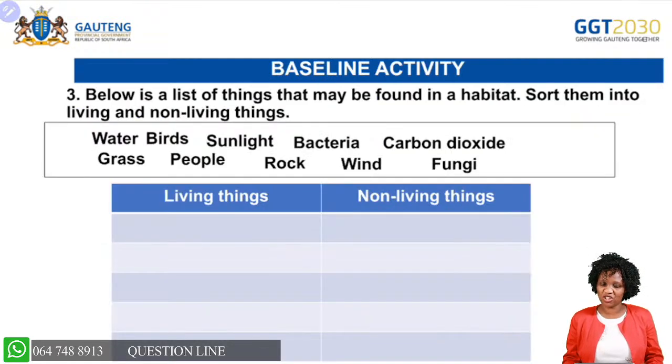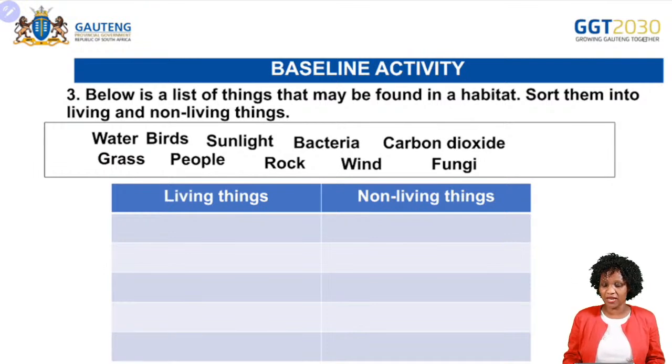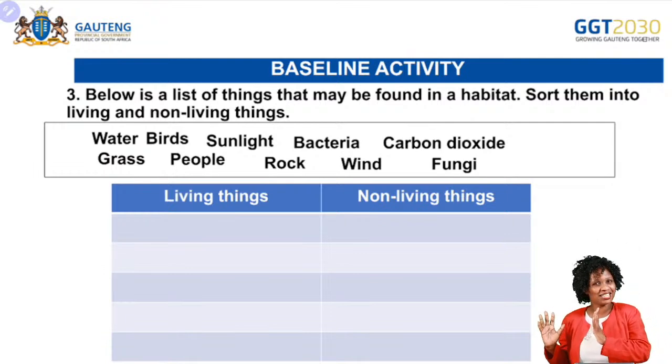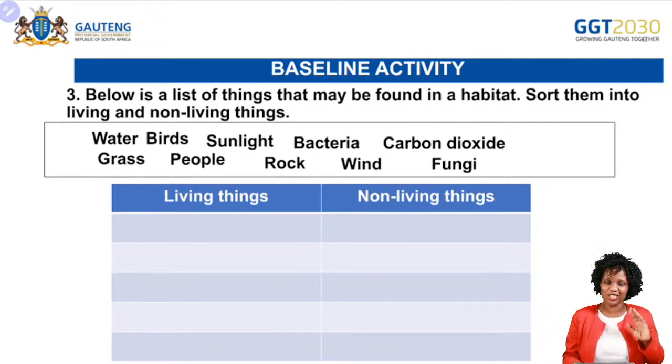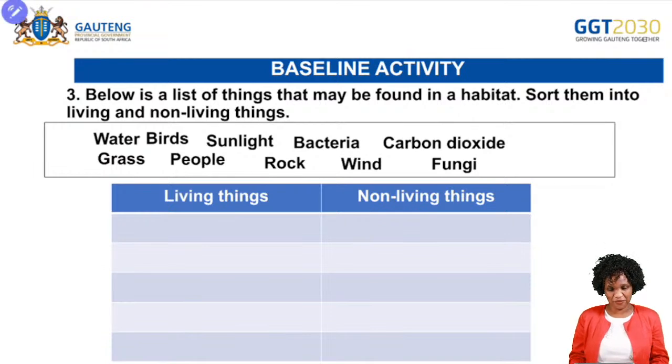Let's look at question number 2. It said, below is a list of things that may be found in a habitat. Sort them into living and non-living things. We've got water, birds, sunlight, bacteria, carbon dioxide, grass, people, rock, wind, and fungi. And then, remember I said, make a table. You've got a table of living and the other table is for what? Non-living. Let's sort them into a table.